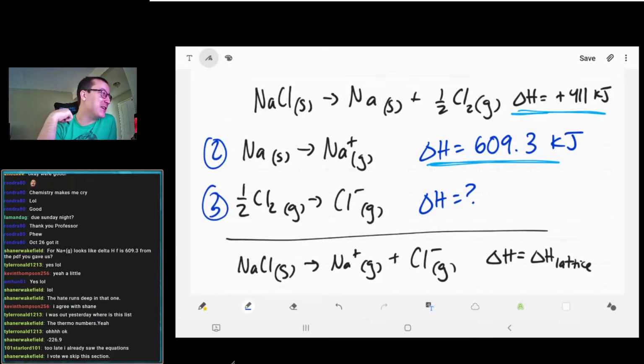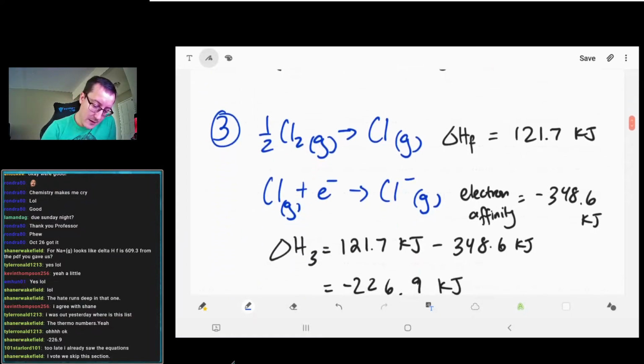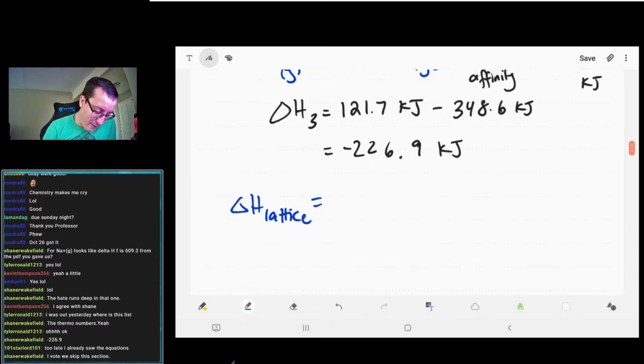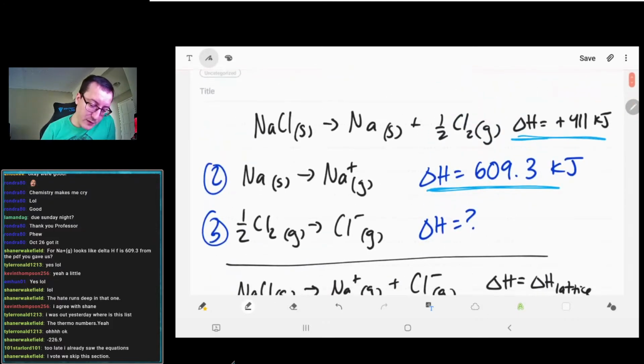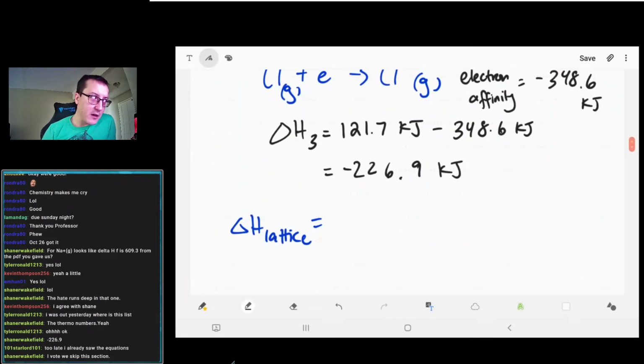I'm going to just show you an easier way to do it. But lo and behold, let's go ahead and add them up. So we're going to have... gosh, what are our delta H's? So we have the first one is 411. Second one is 609.3, and the third one is negative 226. I'm thinking that 609 should be negative. Something seems off on that to me.